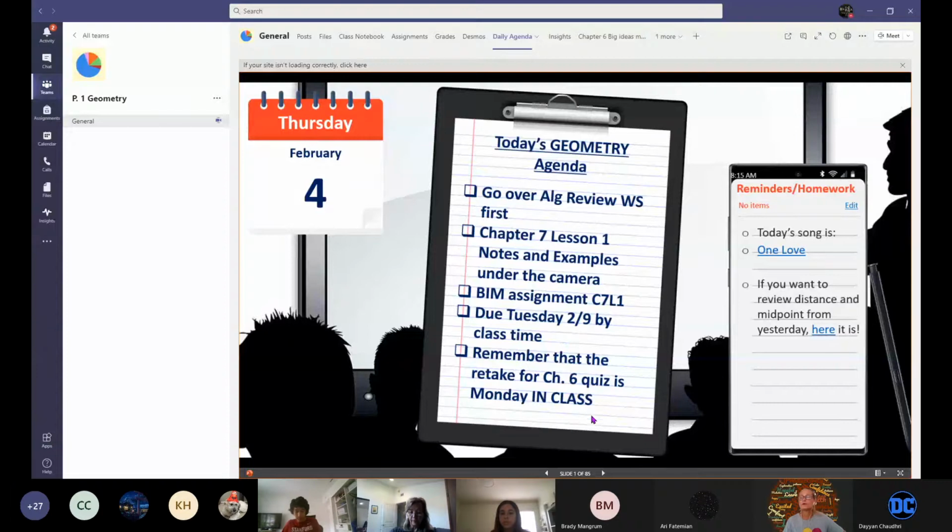Remember, the class retake will be on Monday. So then tomorrow we're going to go over the chapter 6 quiz. If you don't want to retake it, you're going to use that as work time. Any of the notes we don't finish, we'll do that.